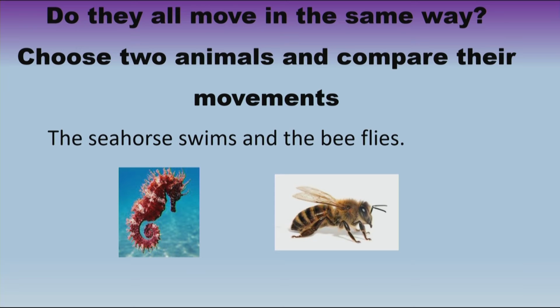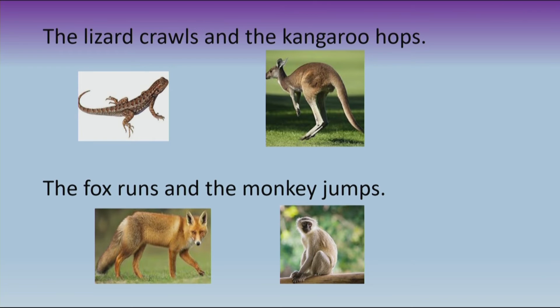Let's look at another example. The lizard and the kangaroo. The lizard crawls and the kangaroo hops. Are their movements similar? No. We are comparing the difference in their movement. A third one, the fox runs and the monkey jumps. So far, we've seen 3 examples where we find the differences in the movement of the animals. You can find others later on.